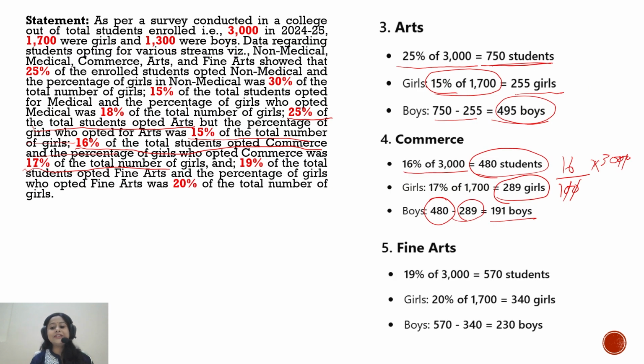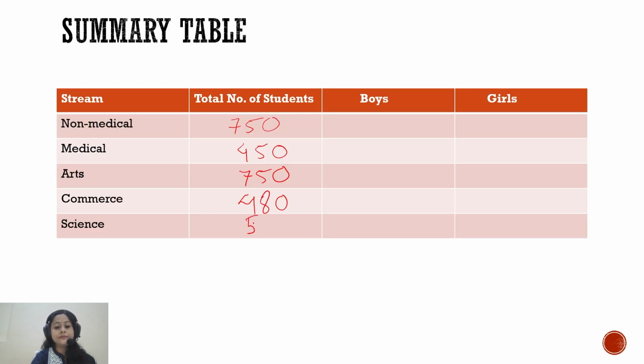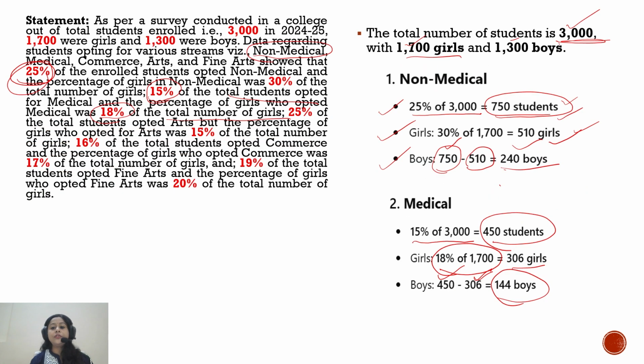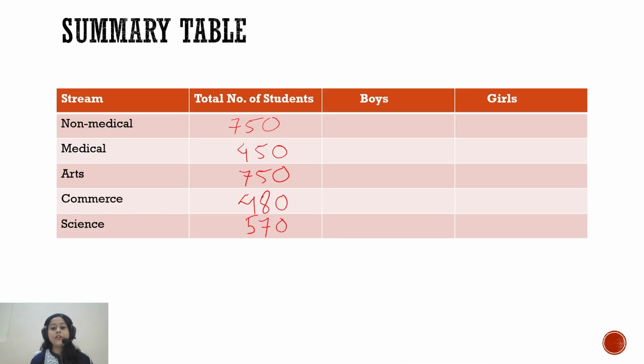And for fine arts, it is 570. Same, we will do it. We will fill up the column for boys. So for non-medical, the boys is 240. And for medical, it is 144. So 240 for non-medical and 144 for the medical stream.